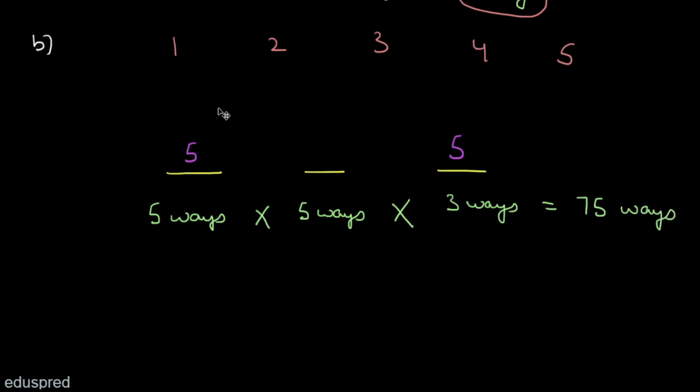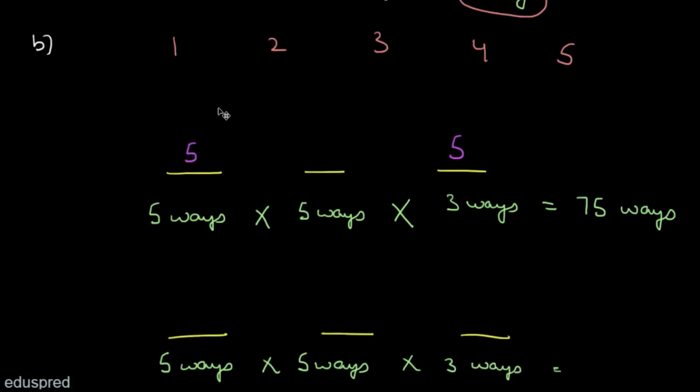Now there is one small thing that you have to notice here: when we are working with the case when repetition is allowed, it does not matter whether you start with the condition or not. So for example, when repetition is allowed, I can start with the first slot as well. Because repetition is allowed, I can fill the first slot in 5 ways, the second slot in 5 ways, and this third slot in 3 ways. And this is equal to 75 only.